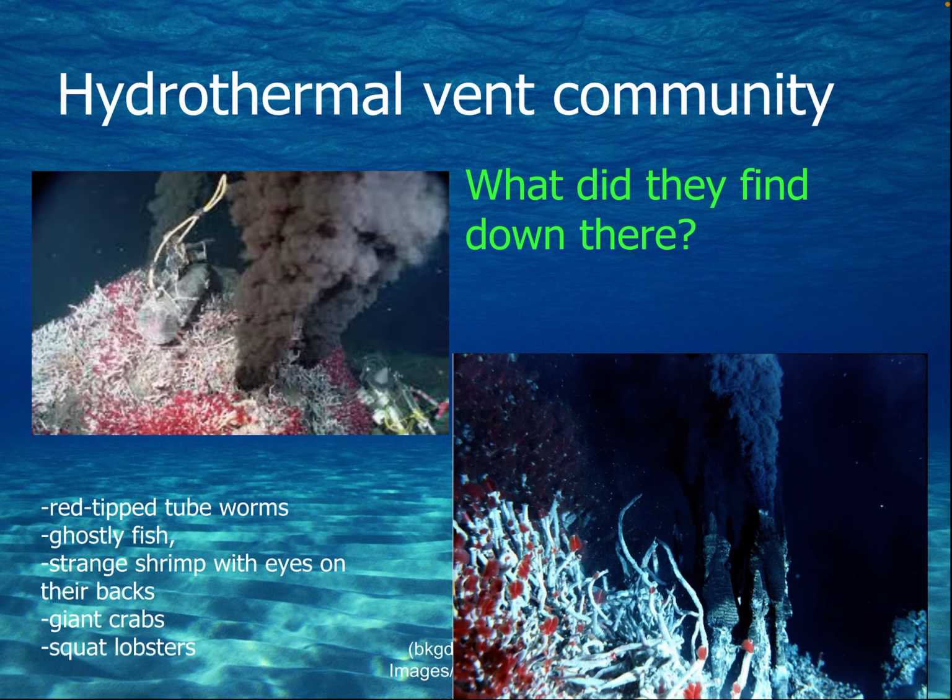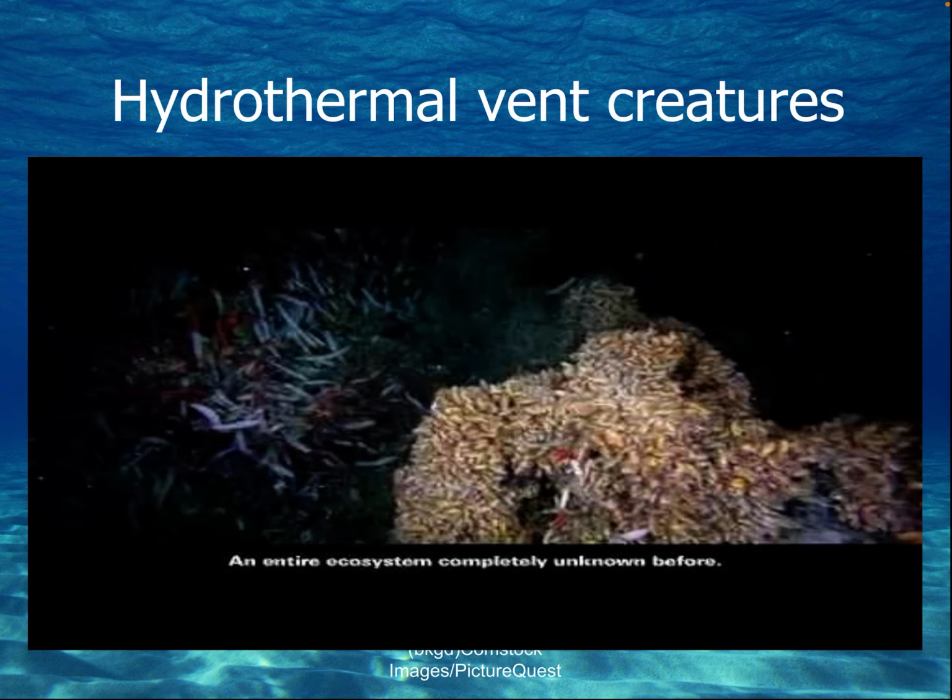These are called black smokers because they have minerals dissolved in them that give it that dark color. Sometimes they're white smokers, sometimes they're clear. It just depends on what is dissolved in the water. But it's water that's coming out superheated from being down underneath. Things that they did see were red-tipped tube worms, ghostly fish, strange shrimp with eyes on their backs, giant crabs, spot lobsters, etc. All right, thank you very much.